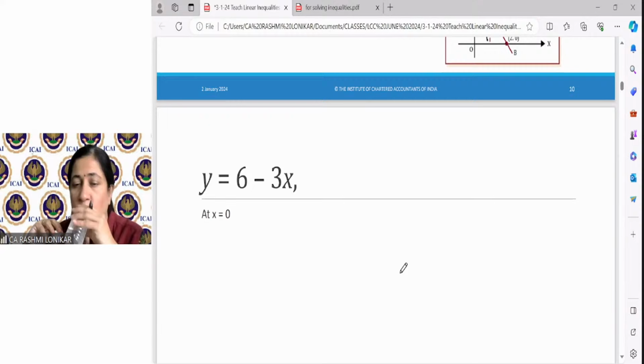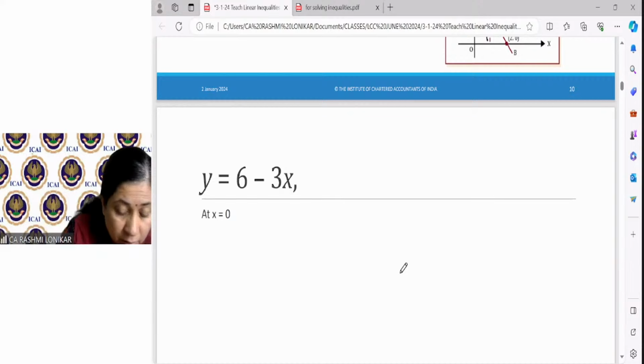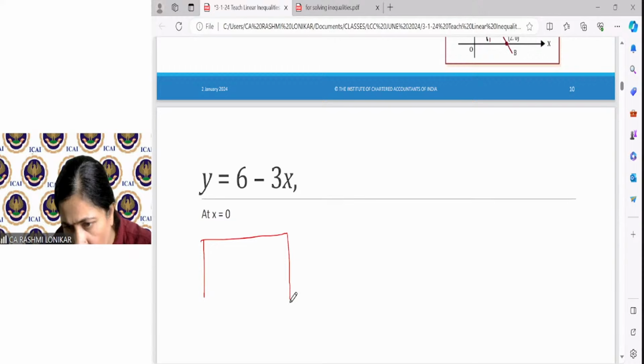What we are going to do is draw a table, which makes it easier so that we don't make a mistake. So I'm going to draw this table.